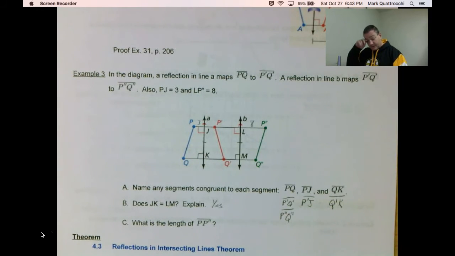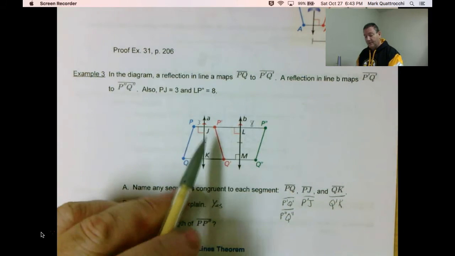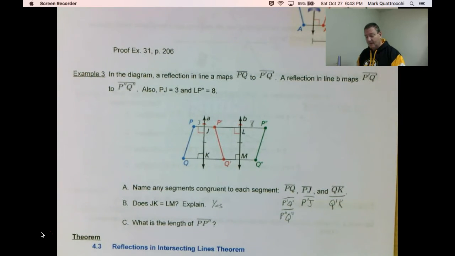Does the measure of segment JK equal the measure of segment LM? Yes. Why? For the reasons I just said. It's a rectangle. And why is it a rectangle? For the reasons I just said.